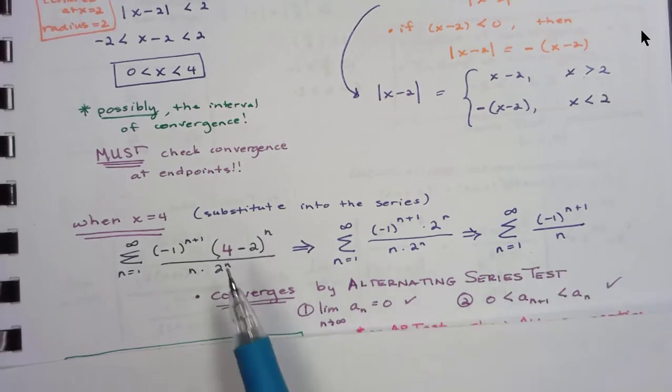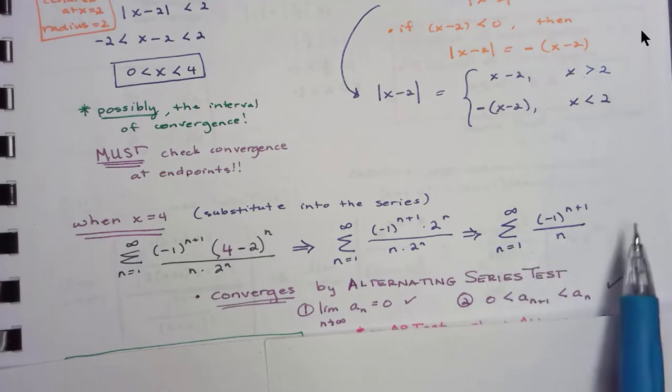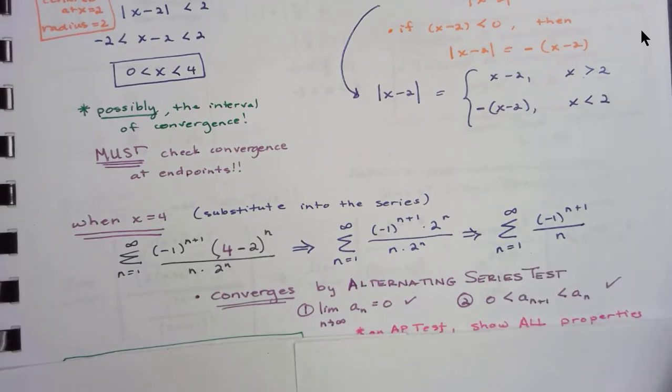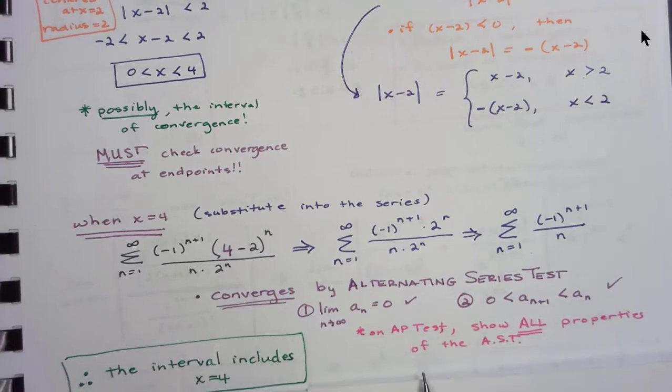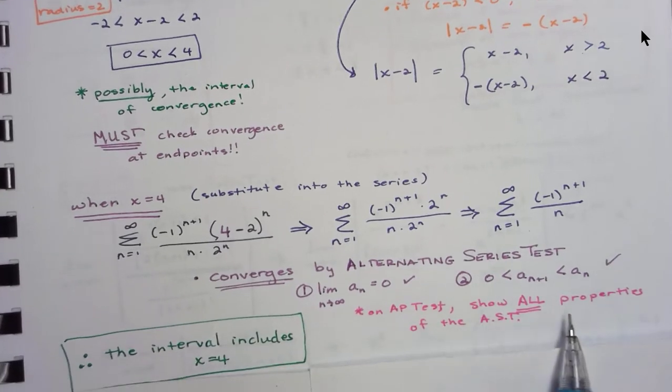What does that mean? When x is 4, I have a converging series, so 4 is included in the interval of convergence. Note, on the AP test, show all properties of the alternating series test. Very important.